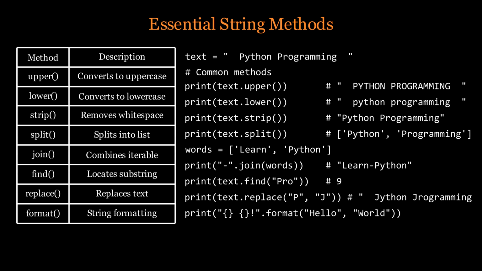Notice how upper and lower affect case while preserving white space. Strip removes leading and trailing spaces. Split breaks the string into words. Join combines a list with a separator. Find locates substrings. And replace performs substitutions. Finally, format enables flexible string templating.